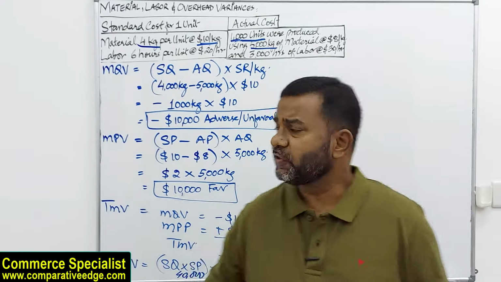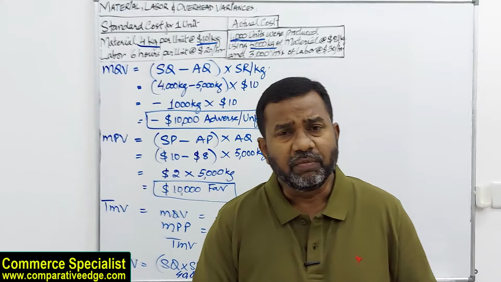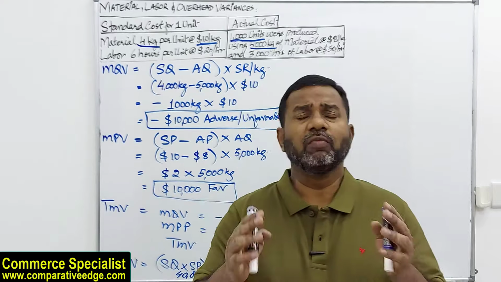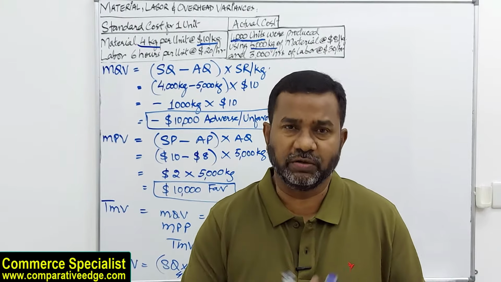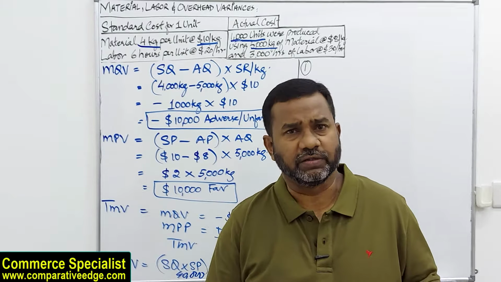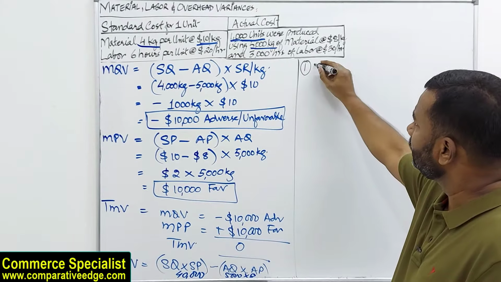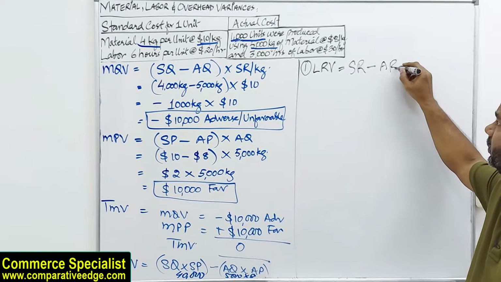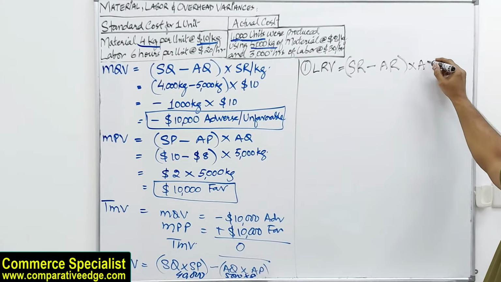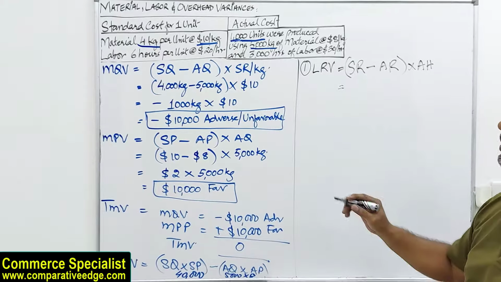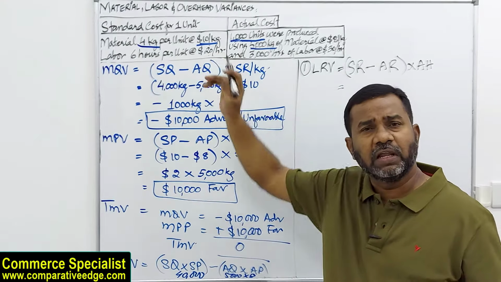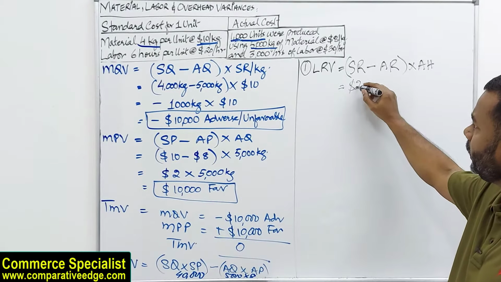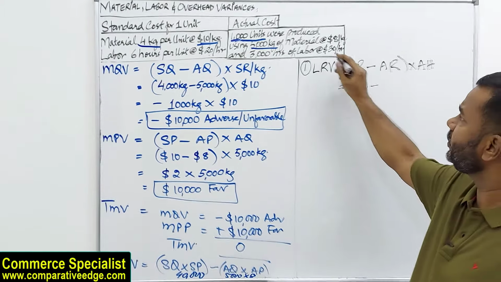So guys, these were three important variances related to material: material quantity variance, material price variance, and overall or total material variance. Now I'm going to calculate three variances related to labor. The very first variance I'm calculating is labor rate variance. The formula is like this. Labor rate variance is equal to standard rate minus actual rate into actual hours. Now, if you look at labor, the standard rate is $20 per hour. Laborers are paid $20 per hour. That's a standard rate. So standard rate is $20. Actual rate, it says $30.